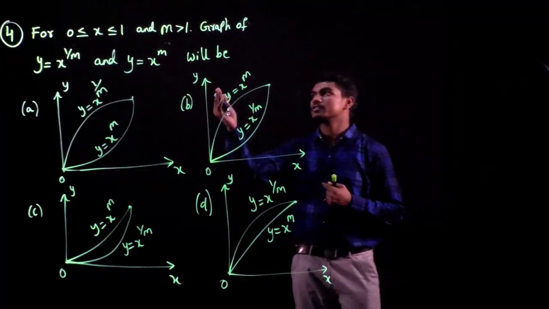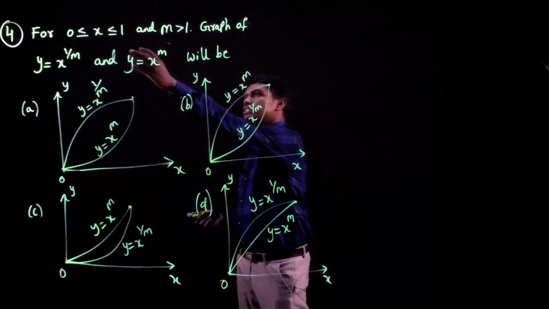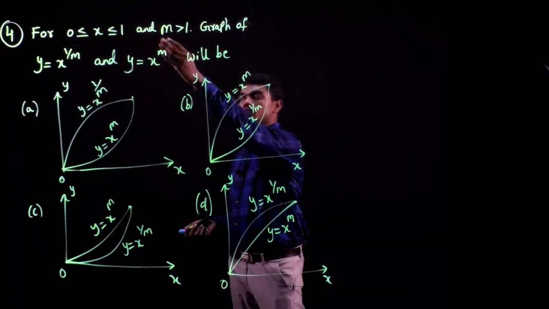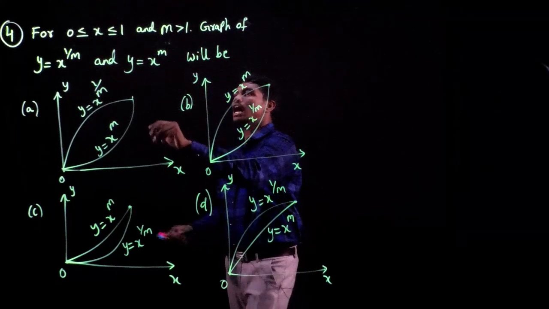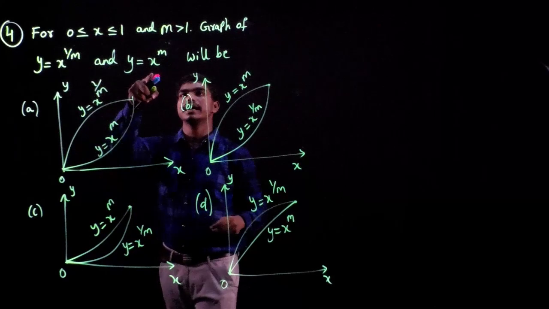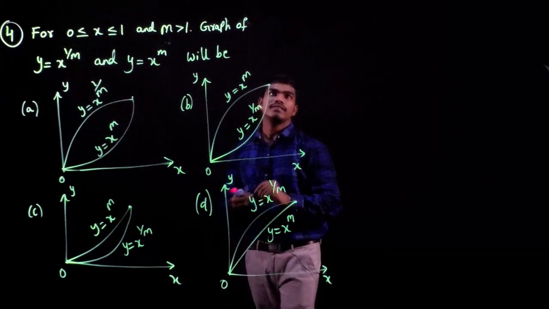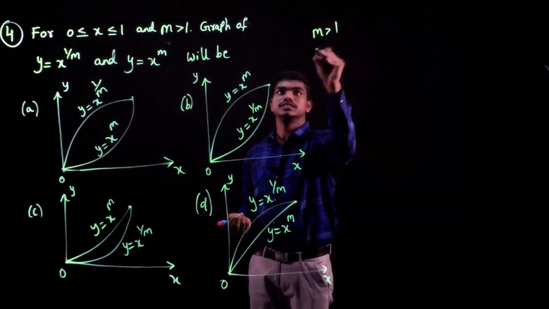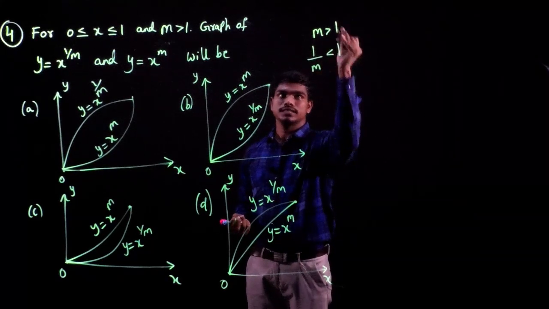This is one more question which came in GATE this year. For 0 less than or equal to x less than or equal to 1 and when m is greater than 1, how do these two graphs look? These are the graphs of x power 1 by m and x power m. Now it's given m is greater than 1, which means 1 by m will obviously be less than 1.